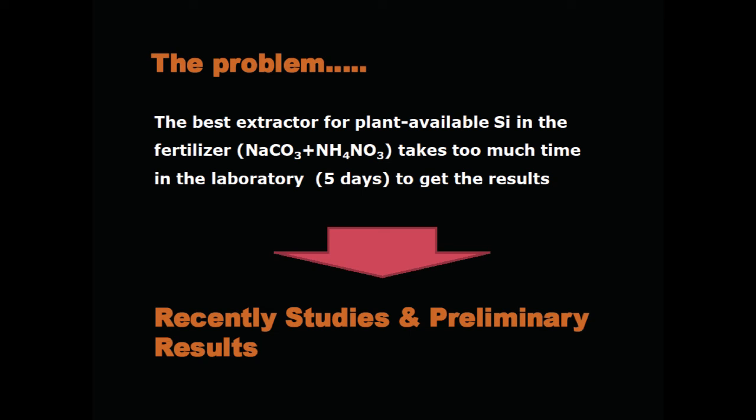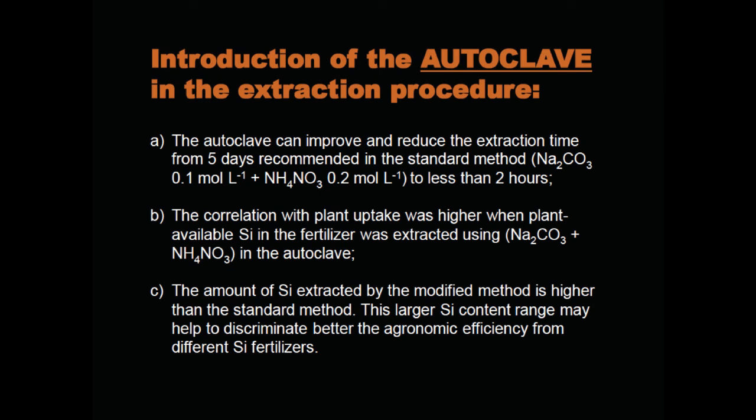Recent study preliminary results tell us that the autoclave can improve and reduce the extraction time from the 5 days recommended in the standard method to less than 2 hours. The correlation with plant uptake was higher when plant available silicon in the fertilizer was extracted using the same extractor in the autoclave. The amount of silicon extracted by the modified method is higher than the standard method. This larger silicon content range may help to better describe the agronomic efficiency of different silicon fertilizers.